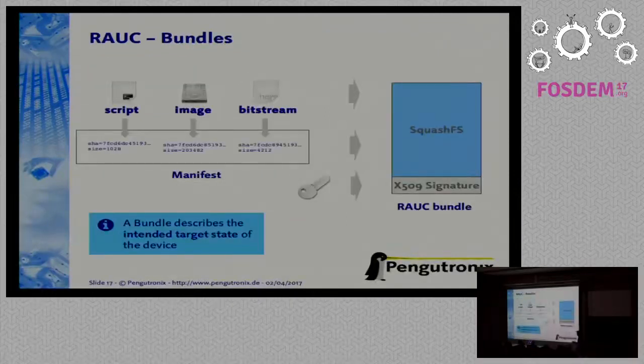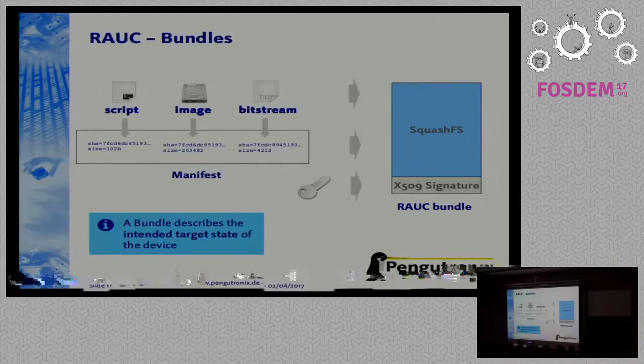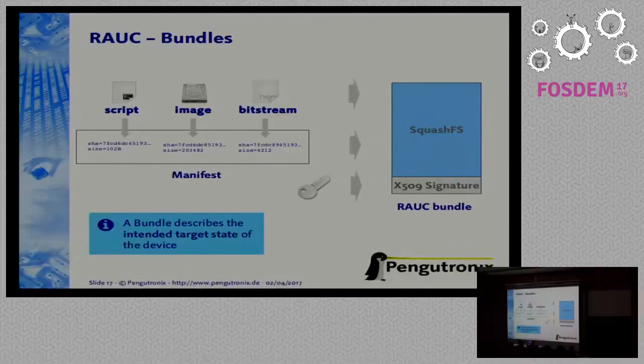Here's a short overview of how bundles look. You have your images and bitstreams, for example, that you want to install. There's some information extracted and put in the manifest for verification. And this all is packed together in a squashfs. We have used a squashfs as it provides good compression and as it is mountable, so you don't have to unpack data and thus save storage capacity. And these are signed with X.509 signatures you know well from SSL.